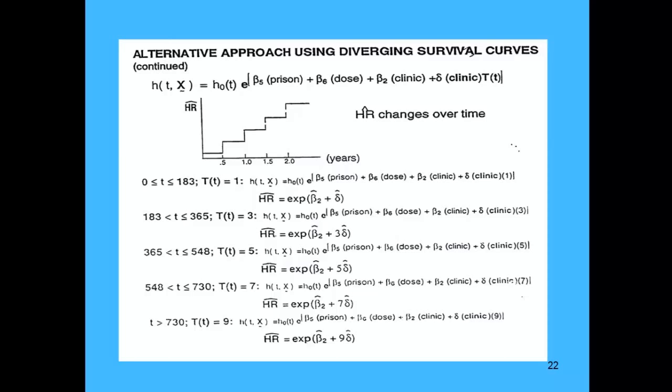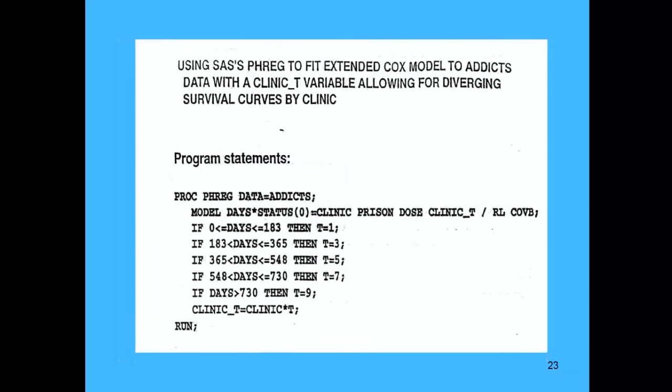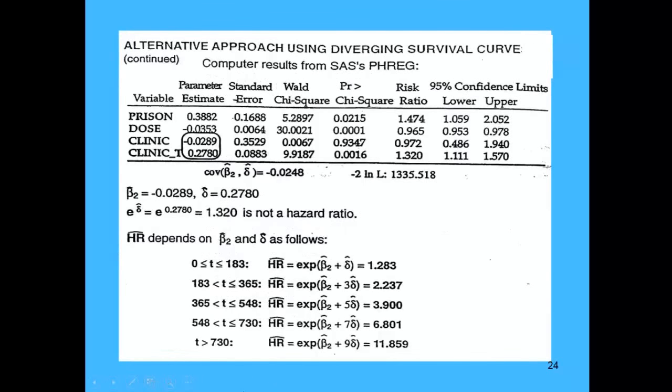I can do things more complicated than the simpler thing, and I can see what I get. If I do that, I can fit the model and come up with these estimates. Here's the code for this, which I won't go over. This is what I get when I fit this model, clinic, T of T. I'm just showing you the results for these hazard ratios. Look at the hazard ratios.